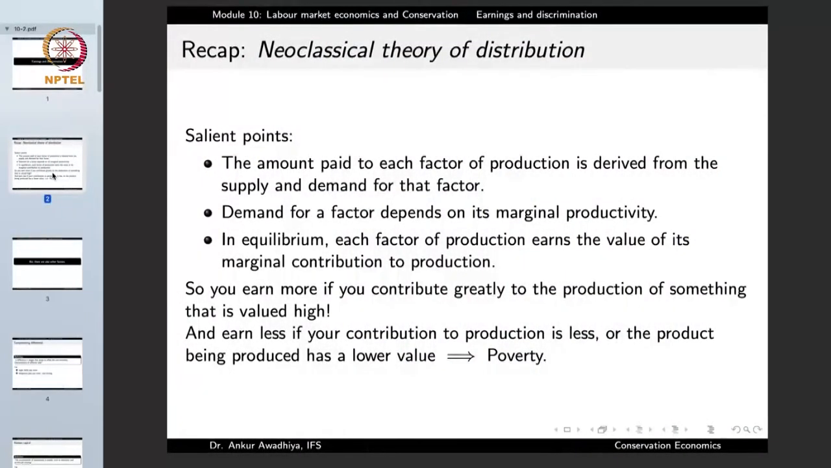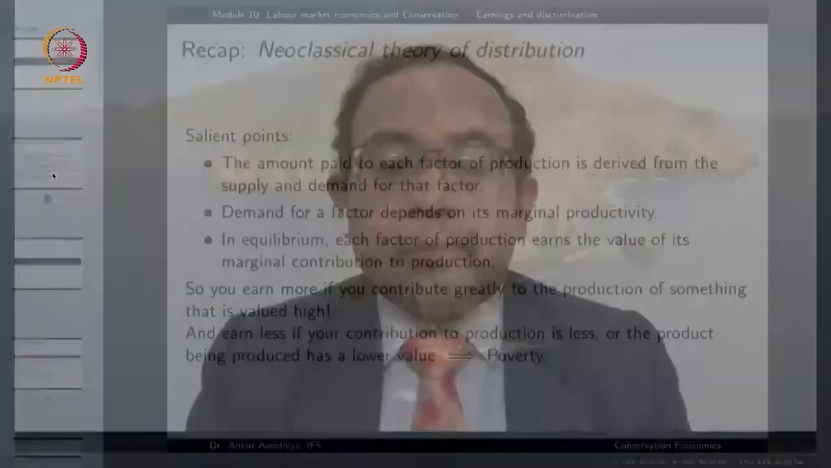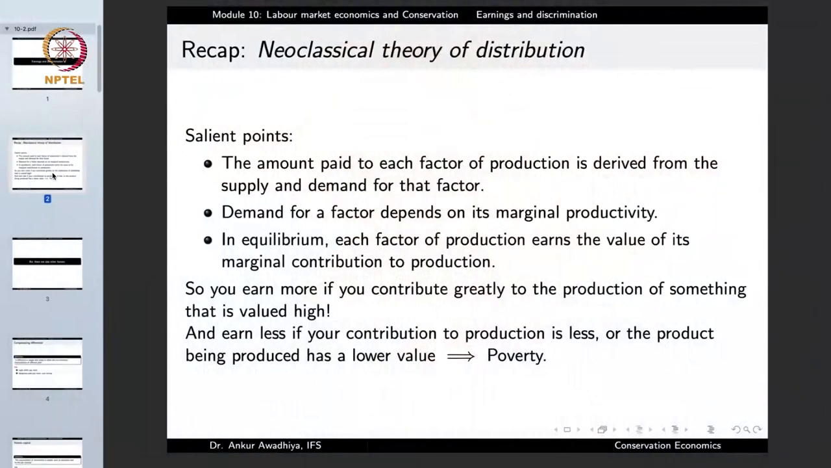Second, the demand for a factor depends on its marginal productivity, which meant that if there is a person who is giving out a larger amount of output, so his or her marginal productivity is higher, in that case the wages that will be offered will also be higher.